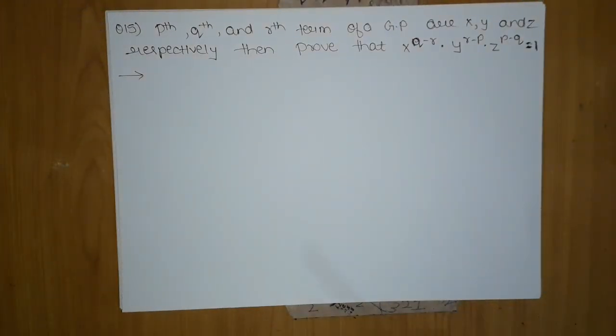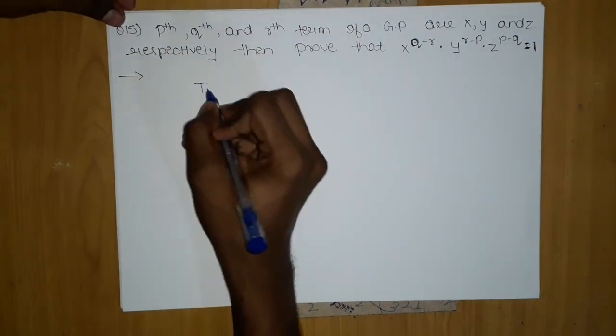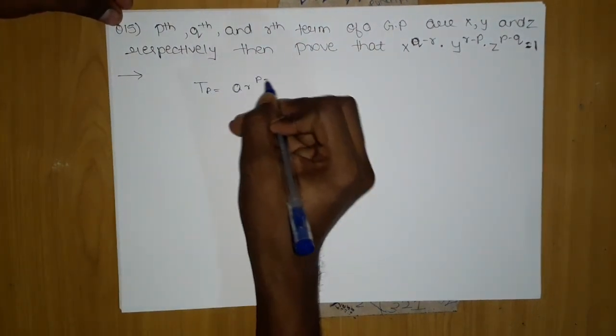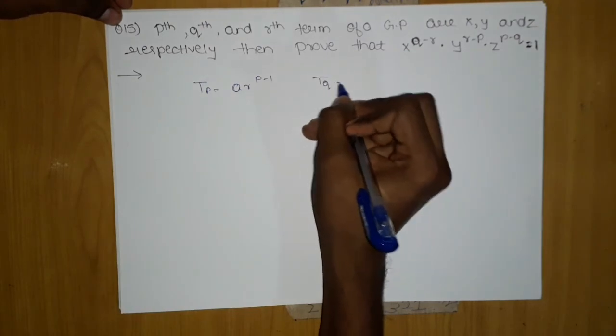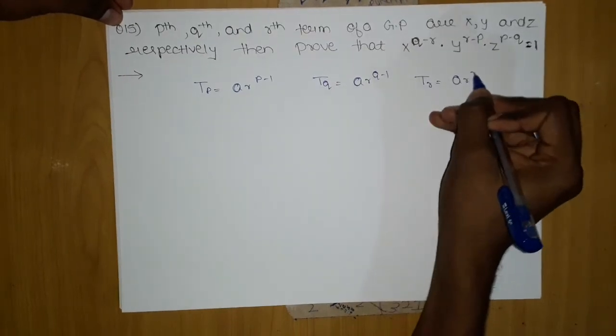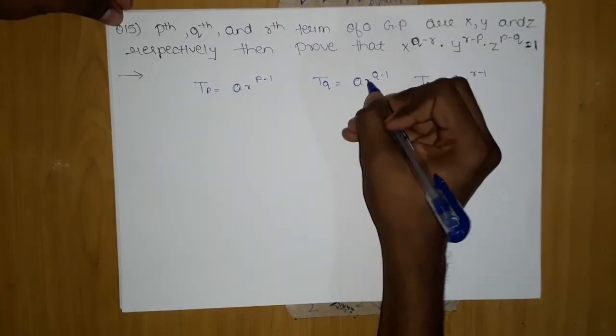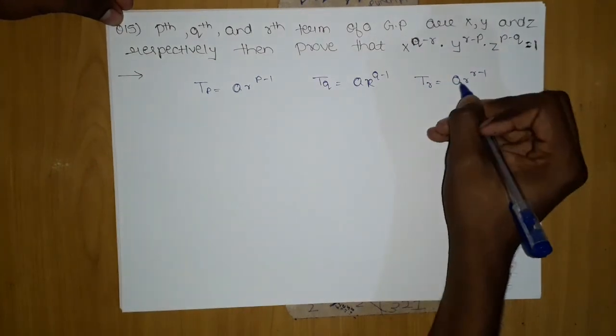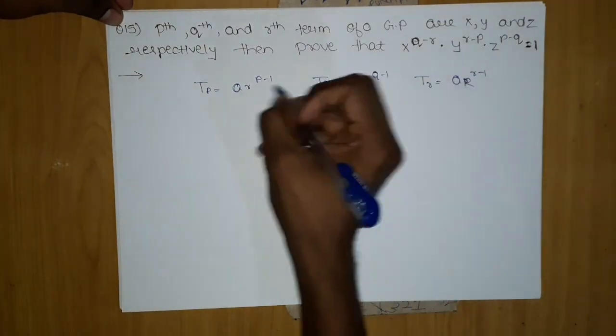Now let's move on to the next problem. The 15th problem says the pth, qth and rth terms of a GP are x, y and z respectively. Then prove that x to the power q minus r, into y to the power r minus p, into z to the power p minus q is equal to 1. The pth term tp is a r to the power p minus 1, tq is a r to the power q minus 1, and tr is a r to the power r minus 1. Sorry, I should have taken it as capital R.